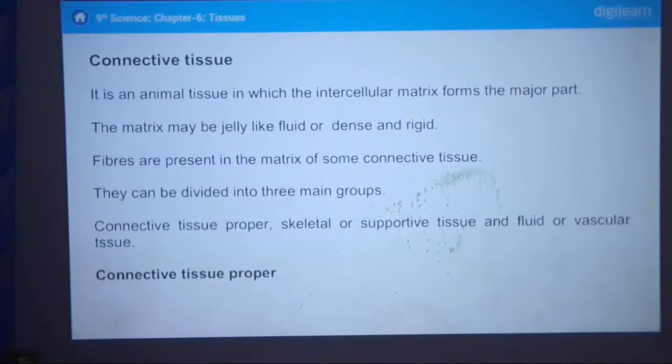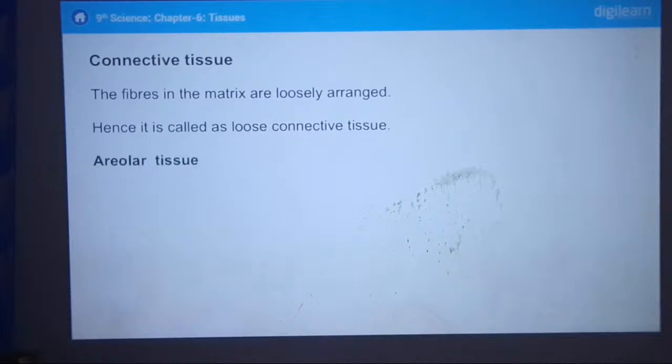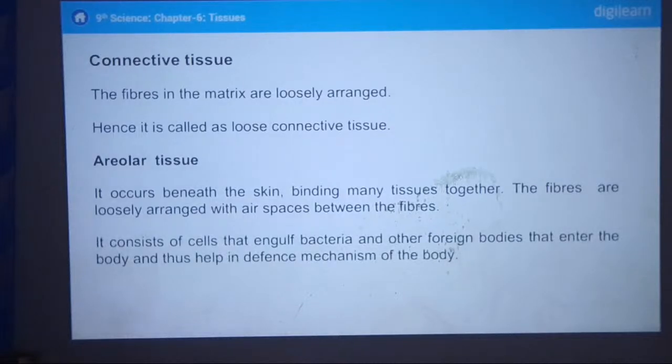Connective tissue proper. In this type, the matrix is homogeneous. The fibers in the matrix are loosely arranged, hence it is called loose connective tissue. Areolar tissue. It occurs beneath the skin, binding many tissues together. The fibers are loosely arranged with air spaces between the fibers. It consists of cells that engulf bacteria and other foreign bodies that enter the body and thus help in the defense mechanism of the body.